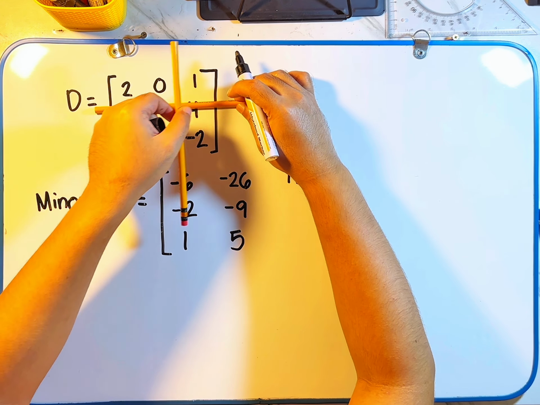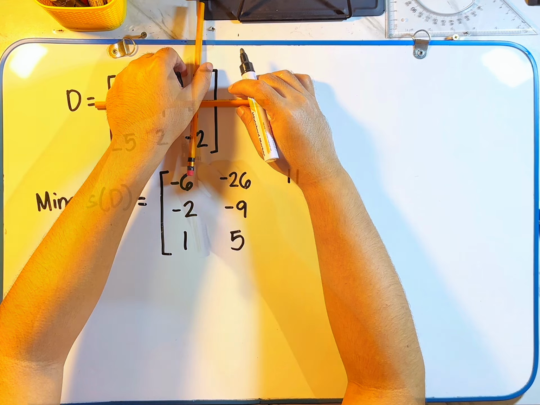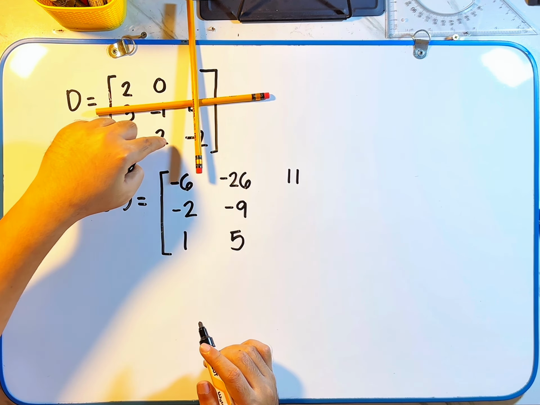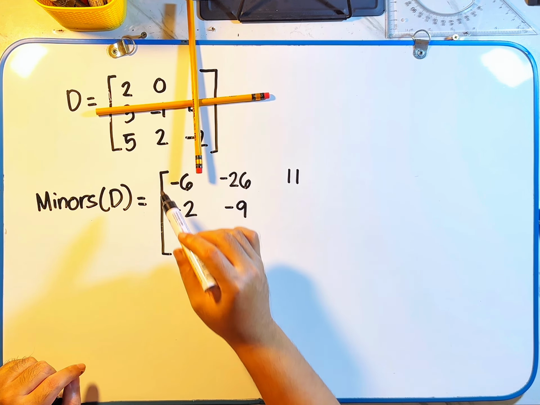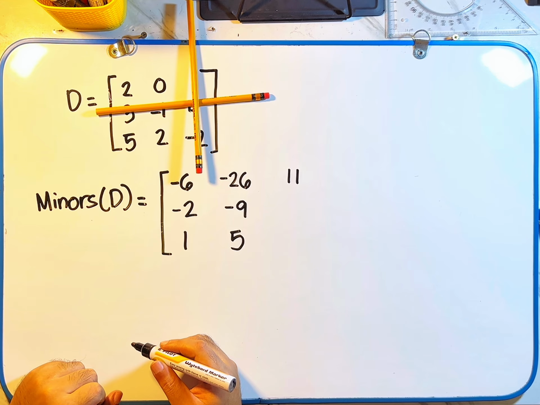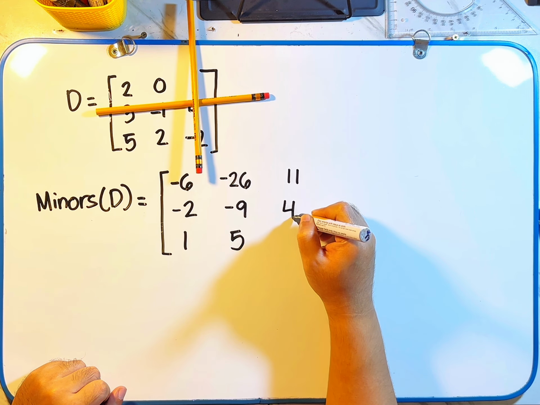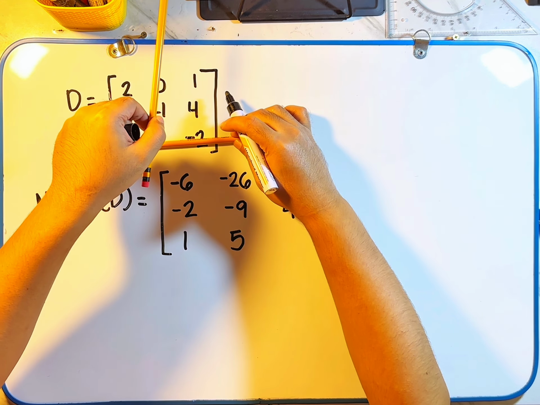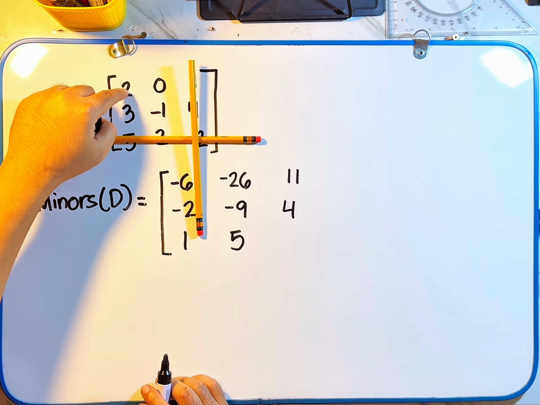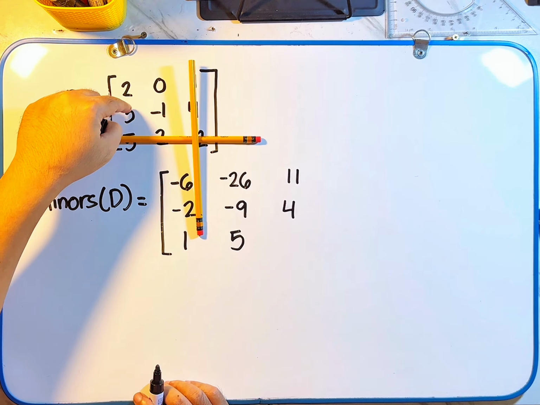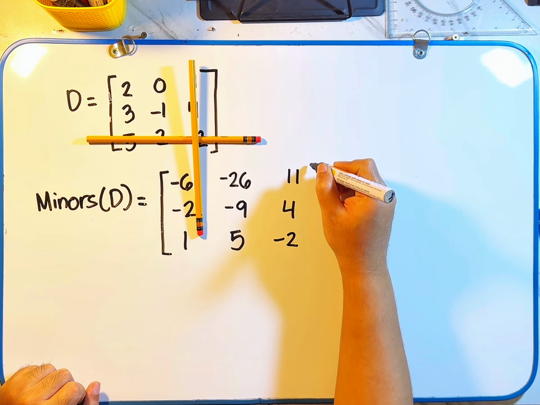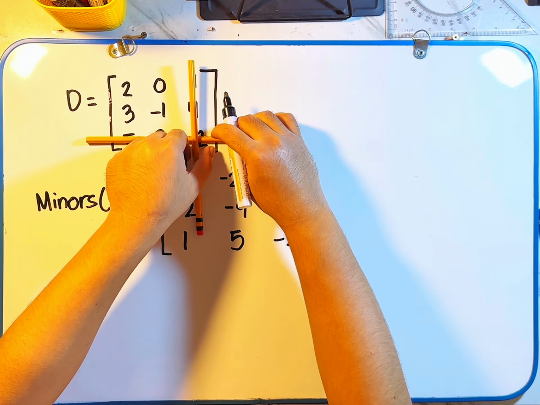Next, second row, third column. All right. So we have these 4 elements. 2, 0, 5, 2. 2 times 2 is 4. Minus 5 times 0 is 0. So 4 minus 0 is 4. And finally, third row and then third column. 2 times negative 1 is negative 2. 3 times 0 is 0. Negative 2 minus 0 is negative 2. And here's your minor.